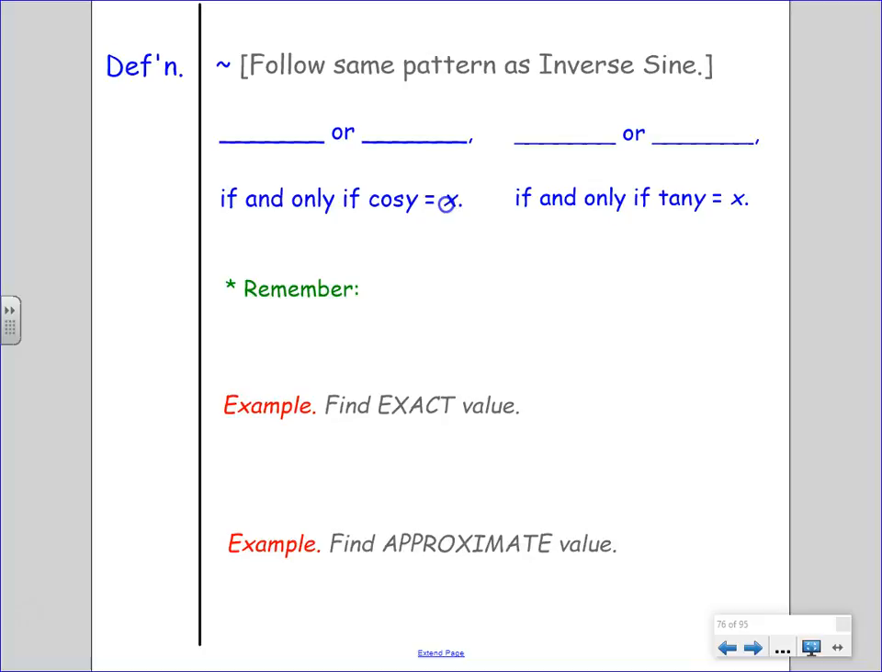If we have y equals cosine inverse, remember that's the same thing as arc cosine. They're not two different things, they're the exact same thing. Same thing with tangent inverse, whether it says tangent inverse or arc tangent. They're just two different ways of saying it, and our book shows both so that you can get used to both.